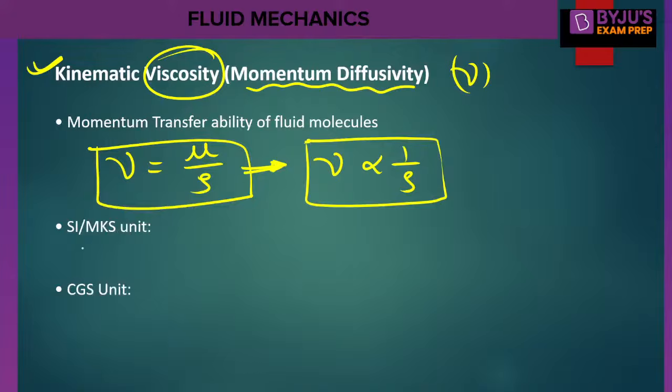Unit of kinematic viscosity, SI unit or MKS unit, meter square per second. What is the CGS unit?